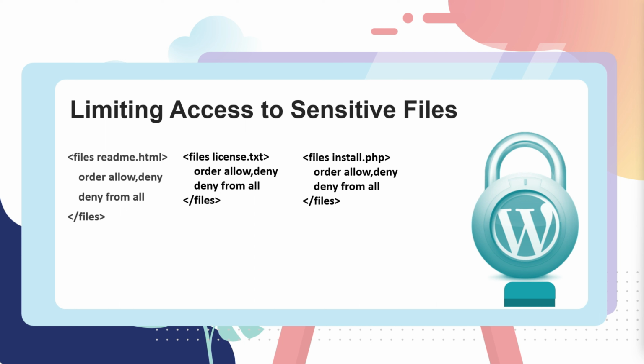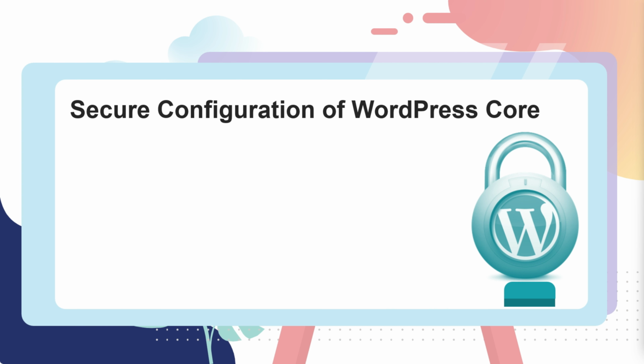Now we can also restrict multiple sensitive files, as shown in the penetration testing video: readme.html, license.txt, and install.php. These files can be restricted in the web browser, so we have to add this code in the .htaccess file. We also have to set proper file permissions, ensuring directories have 755 permission and files have 644 permissions. That means a normal user doesn't have root permission to edit things.